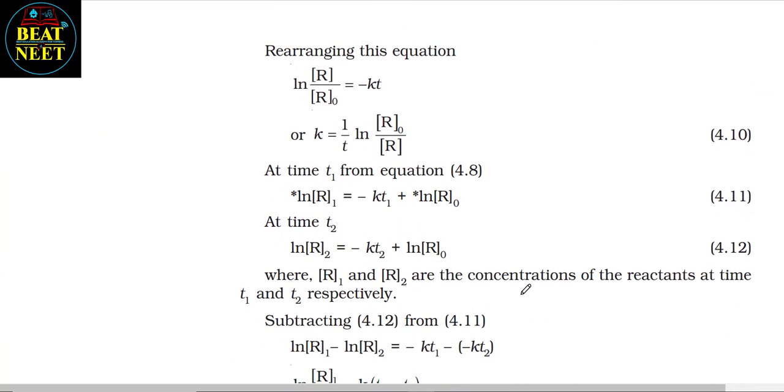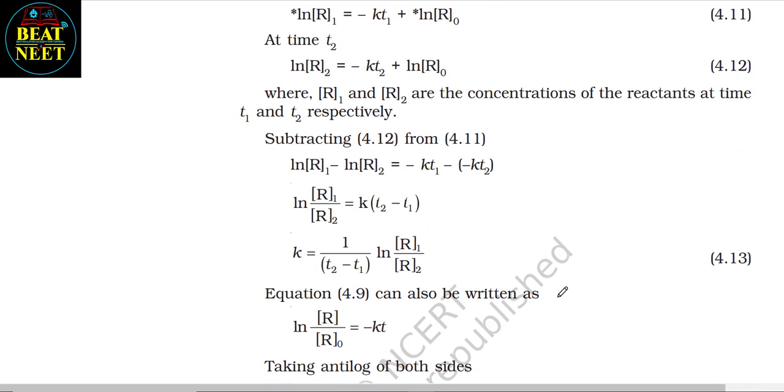Rearranging this equation, ln R upon R naught is equal to minus kt, or k is equal to 1 upon t ln R naught upon R. At time t1 from equation 4.8, ln R1 is equal to minus kt1 plus ln R naught. At time t2, ln R2 is equal to minus kt2 plus ln R naught, where R1 and R2 are the concentrations of the reactants at the times t1 and t2 respectively.